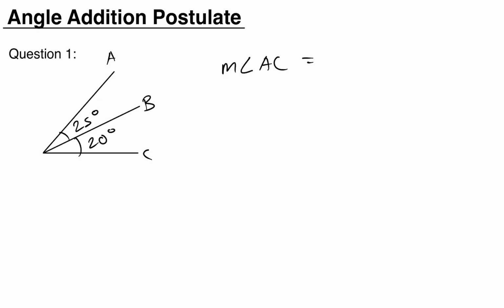Well, because angle AB and angle BC are simply inside angle AC, we would simply just have to add them. So we would add 25 degrees plus 20 degrees, and that would give us 45 degrees. Now let's try a more complex question.